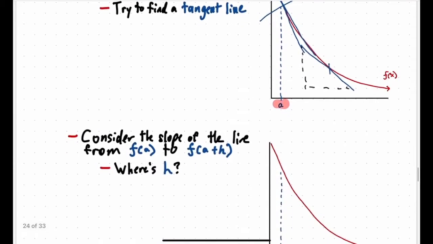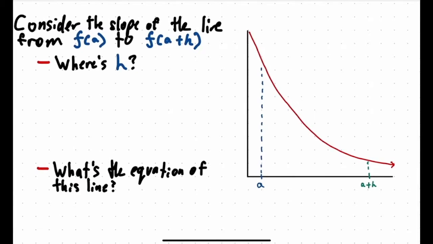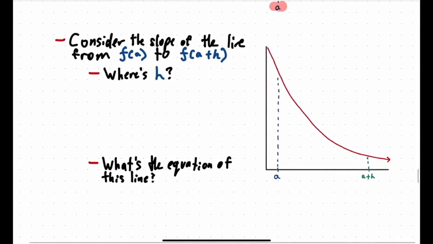So let's consider the slope of this line when we're trying to find the tangent line from f of a, so this point right here, to f of a plus h, which is this point right here. So we're going to consider the difference between these 2 points right here to be a plus h minus a, which is just h. So this is h, the difference between these 2 points.